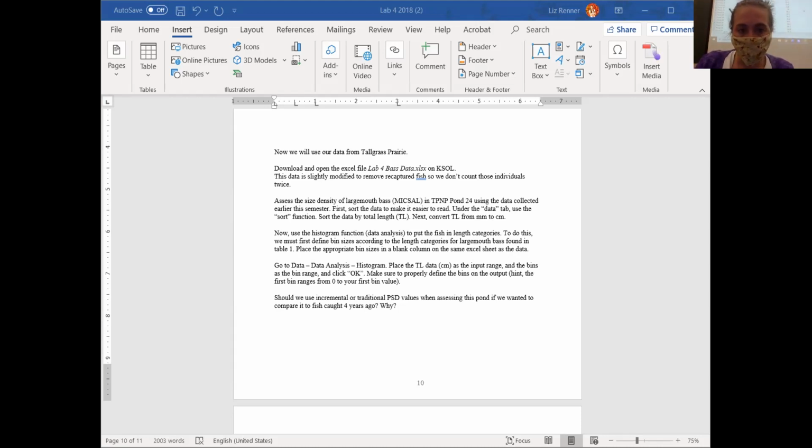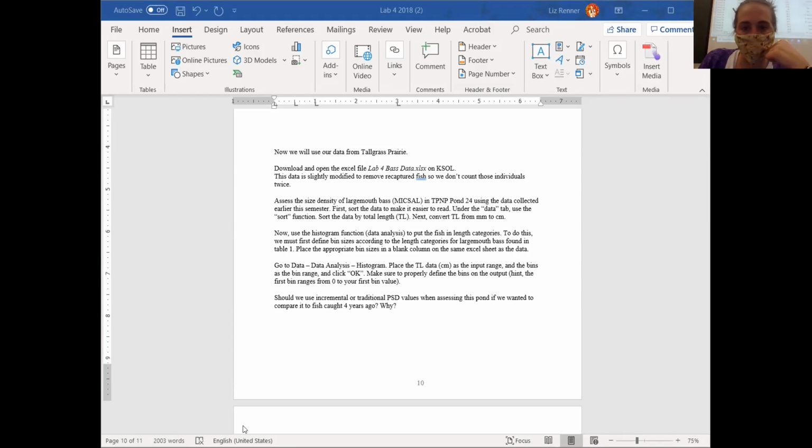Okay, let's see, what else do we have here? Now use the histogram function to put the fish into length categories. So we have to define bin sizes. We're going to put the appropriate bin sizes in a blank column on the same Excel sheet as the data. So we're going to do bins. If you already downloaded the ones that have the bins on it, let's see, what were the bins? 20, 30.